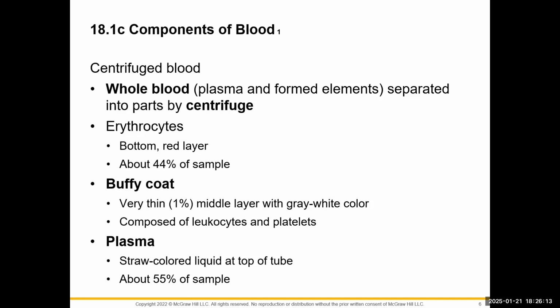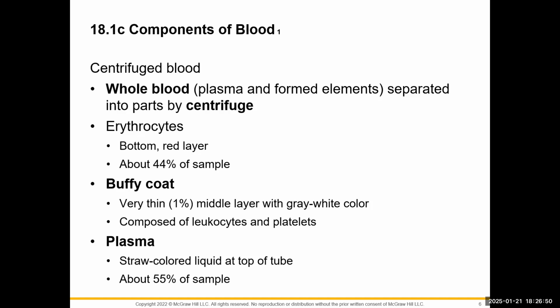Just above that, and you'll see in the picture, I'll go back to it in a second, you have a very thin layer. This kind of grayish white layer is called the buffy coat. That's going to contain the remaining blood formed elements, which are your white blood cells known as leukocytes and your platelets, the thrombocytes. Those are the structures responsible for blood clotting to prevent blood loss. So your remaining blood formed elements will be in that layer, and that layer is very small. It's about 1%. So far, we've covered about 45% of your blood volume.